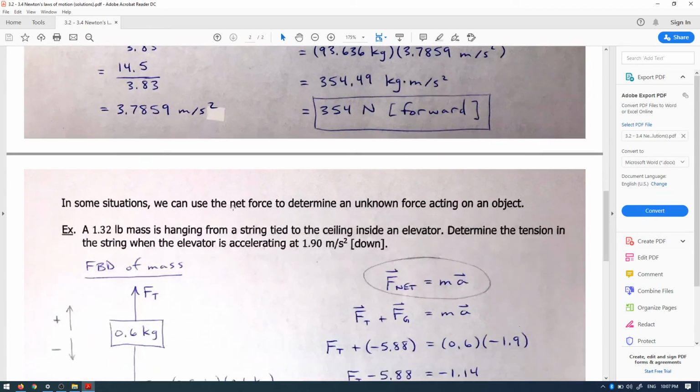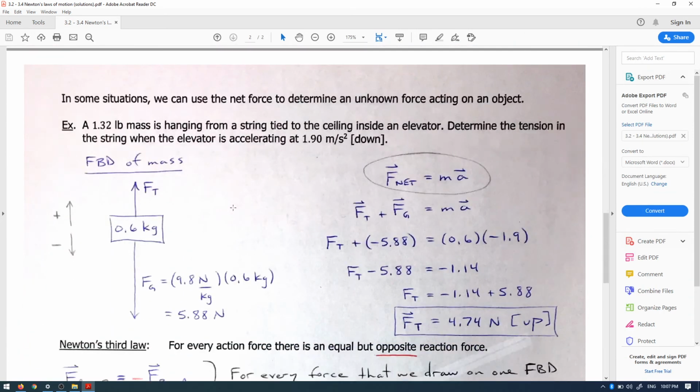So we can also use the net force to determine a missing force in a system or in an object, right? So you've got a mass, 1.32 pounds, that is hanging from a string tied to the ceiling inside an elevator. You want to determine the tension in the string when the elevator is accelerating at that rate, 1.9 meters per second squared down. Now I'm going to call that negative 1.9 because it's down, but I'm going to draw a free body diagram. That's a good step one.